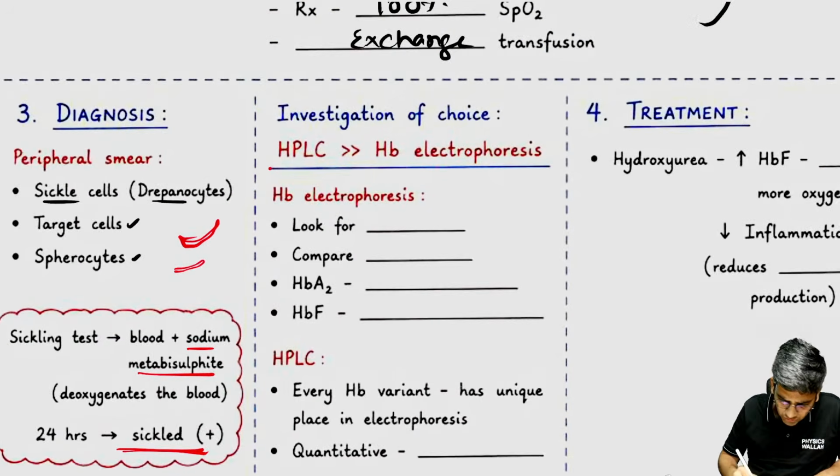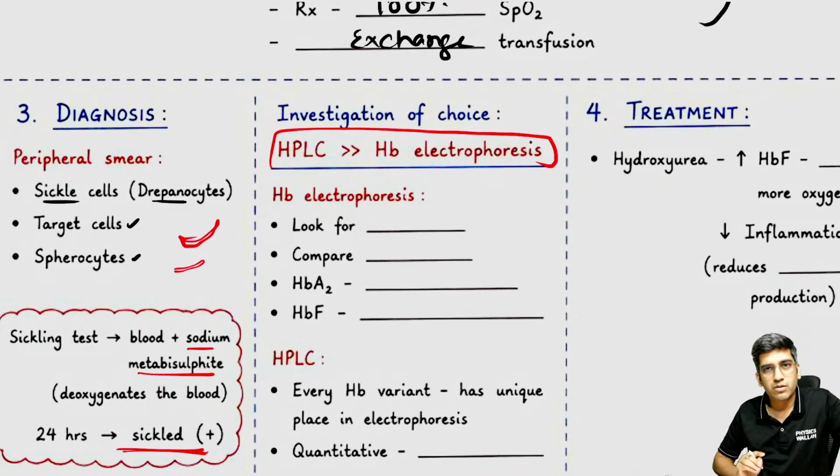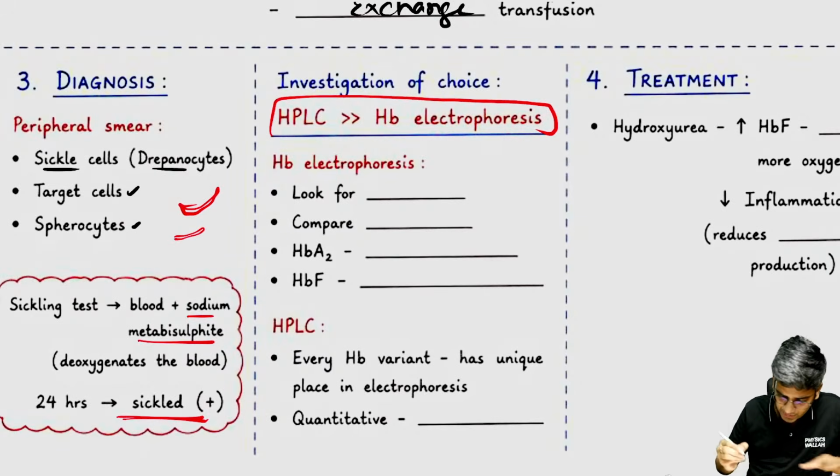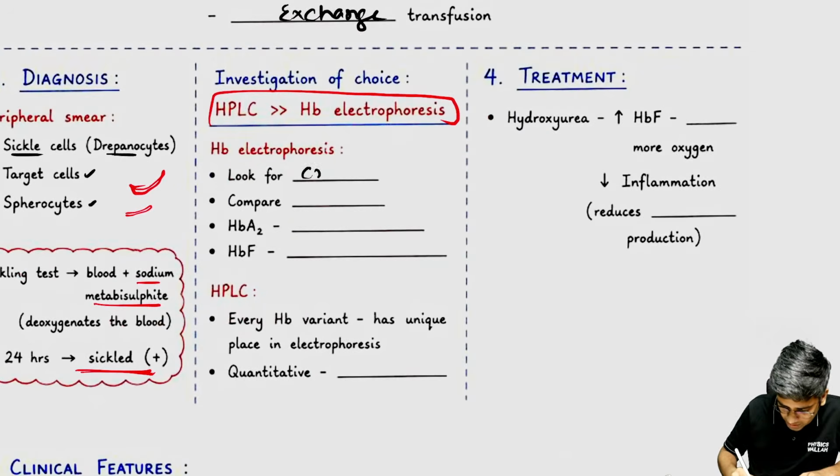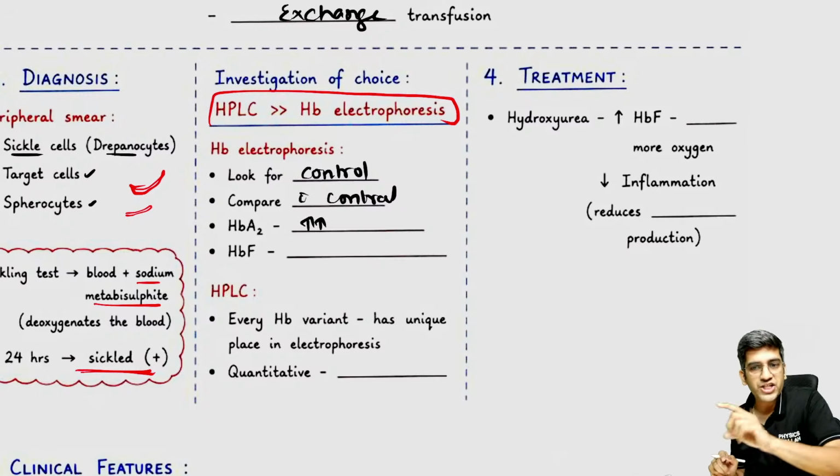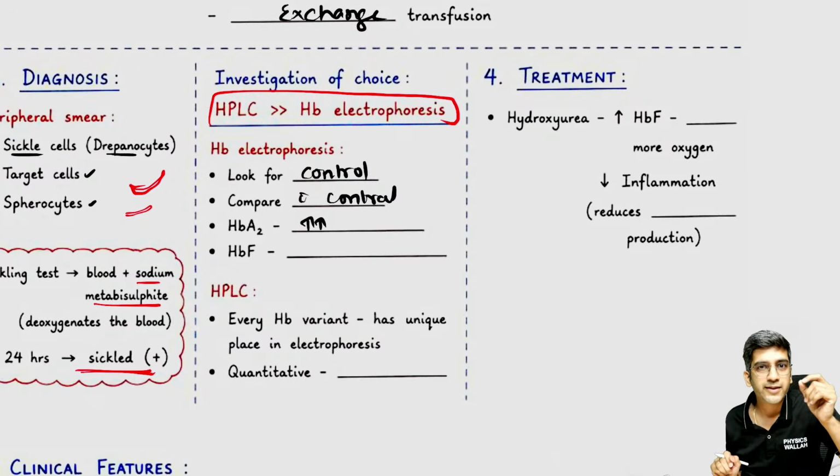Perfect. Investigator of choice for every hemoglobinopathy, HPLC is better, right? So what are you going to look for in HPLC? First, always look for the controls. If an HPLC image is given, compare with controls. Okay. If HbA2 is elevated, question to you guys, what will you think of? In a long answer question, the question says HbA2 level is 5%, elevated. What will you think of?